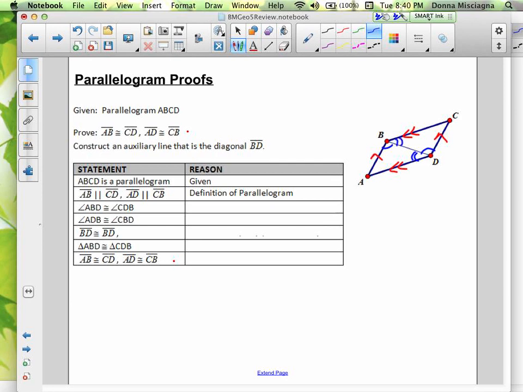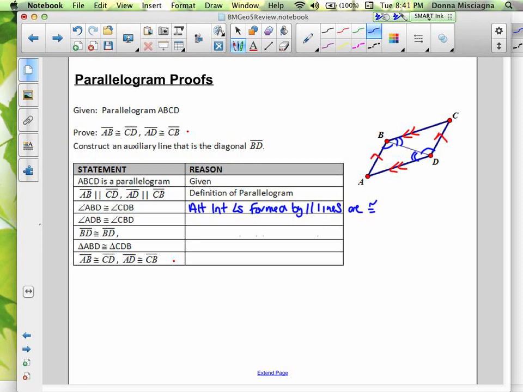So why do we know that those pairs of angles are congruent? Well, if we have parallel lines cut by a transversal, we know that the alternate interior angles have to be congruent, and those are alternate interior angles. They're on opposite sides of that transversal. So the reason for both the next two steps is the same: alternate interior angles formed by parallel lines are congruent.